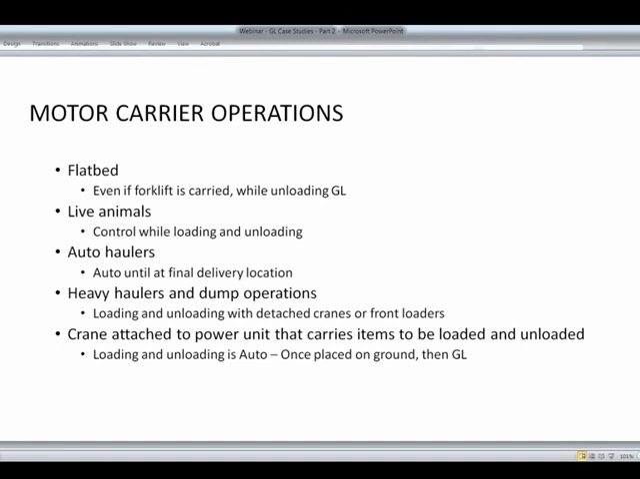So we need to look through those and say, yeah, I understand why people say a drop and hook operation does not need GL. But anybody who has any responsibility for loading and unloading by any type of device has a general liability exposure. So therefore, going back to our previous statement, don't underwrite this risk in a vacuum. You need to make sure that the insured has auto and GL.